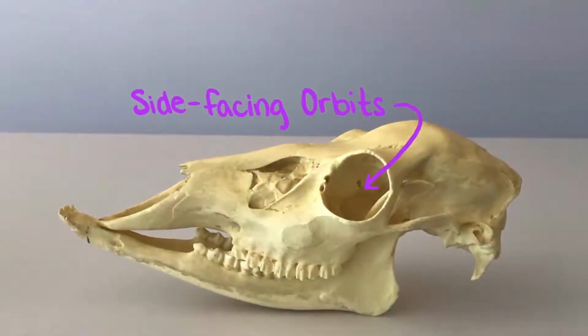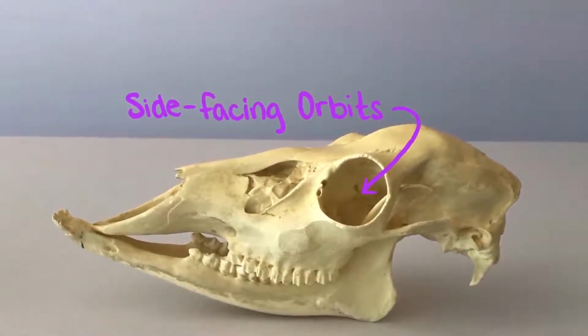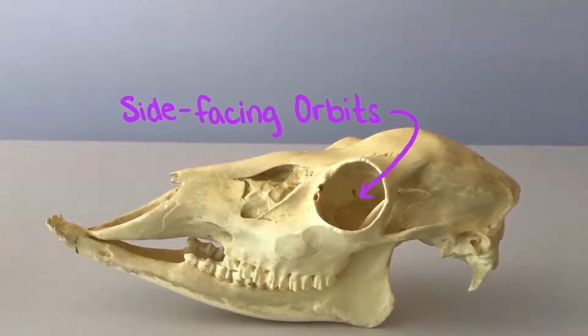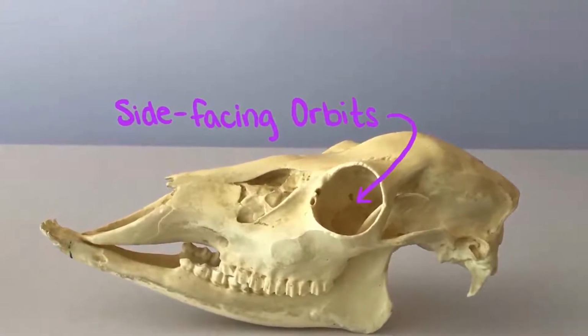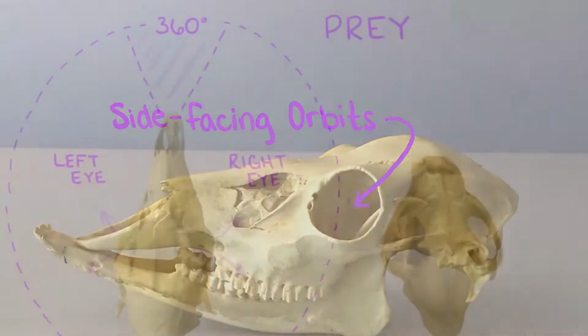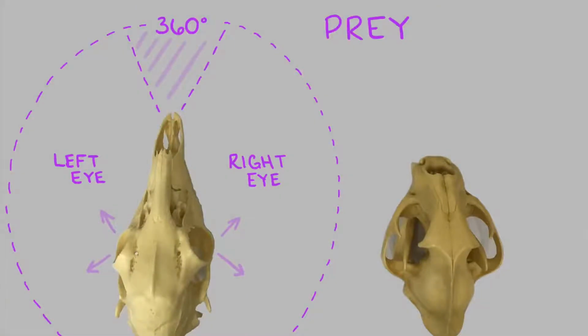The side-facing orbits on herbivores limit their binocular vision, but give them better peripheral vision, or their field of view on the side. They have monocular vision, which means they see objects with only one eye instead of both like our vision. Each eye has a field of view of almost 180 degrees. By using both eyes, these animals have a 360-degree field of view. This means they have a greater ability to locate predators.